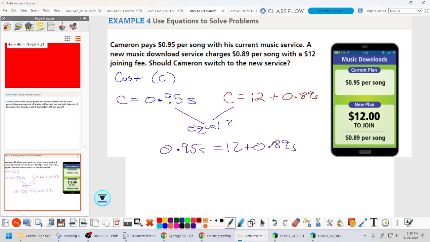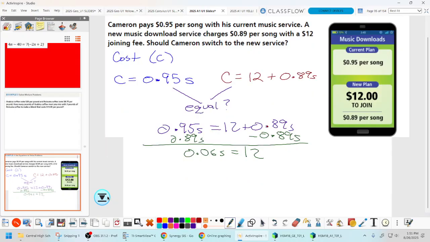Yeah, Luis? Do you take off this 0.89S? How? Subtract it. Subtract, okay, good. Yeah, we're going to subtract 0.89S. And I think, double check me, but I think that's 0.06S. That's right. Okay? And then, let's see, how about Hudson? How do we get S by itself from there? Divided by 0.06. Awesome.